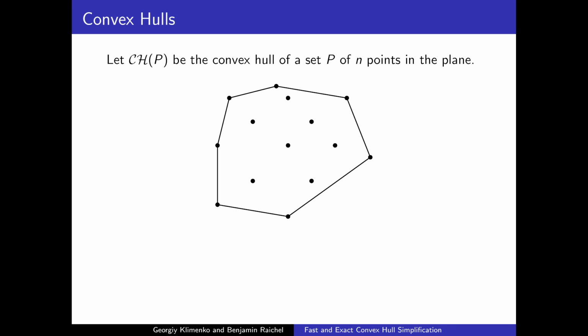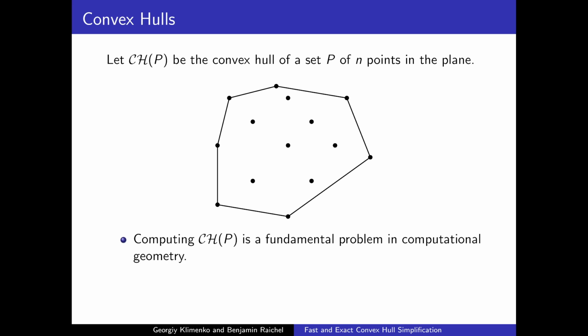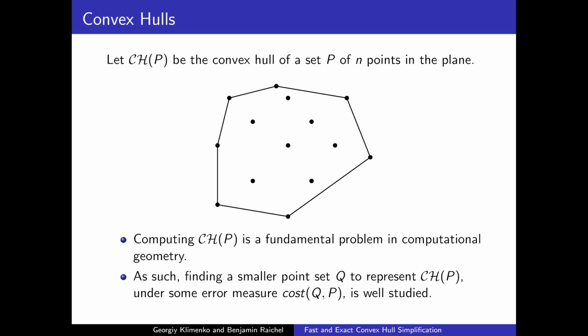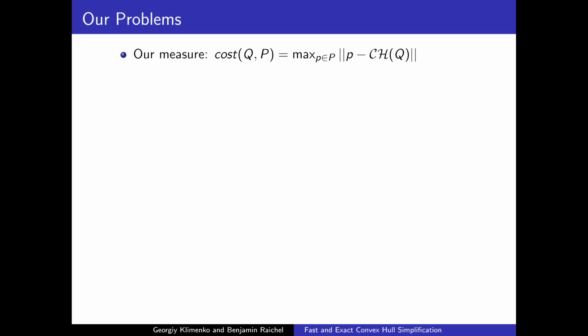Now I will talk about the problem definitions. So first, let CH(P) be the convex hull of all points in P. Computing the convex hull is a fundamental problem in computational geometry, and finding subsets to minimize some cost function of Q and P is also well studied. I'll start by introducing the definition of the cost that we use.